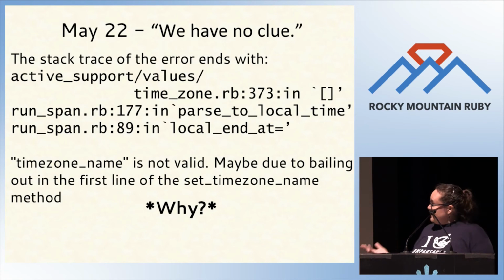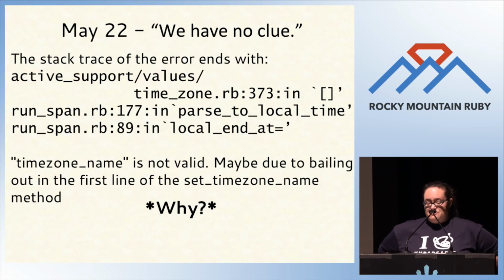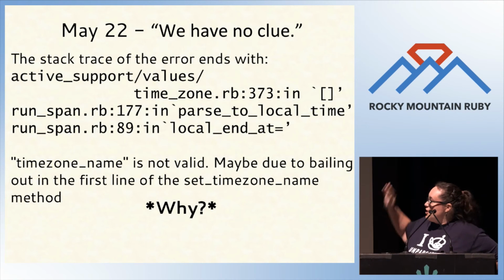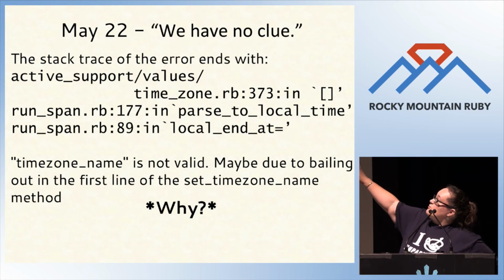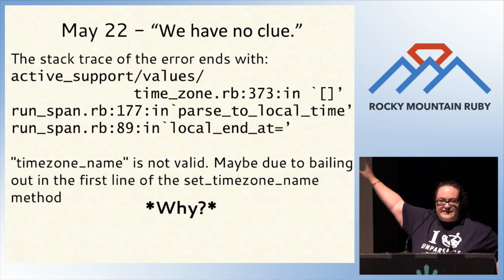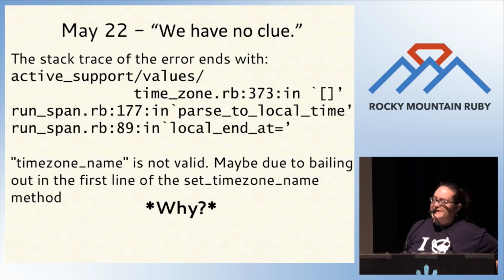So we would meet every so often, and we would make notes about what we did and what we were going to do next. And this is our very first one. We have no clue was the heading at the top of our notes, and we didn't. And we had a little bit of our stack trace. We had some clues about where we were going next. All of our notes ended with why. Yeah, they didn't.